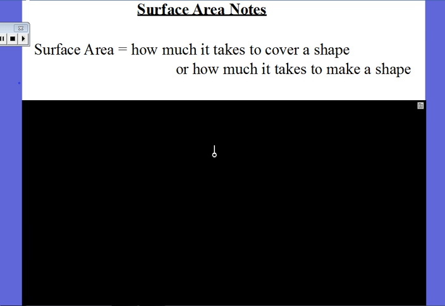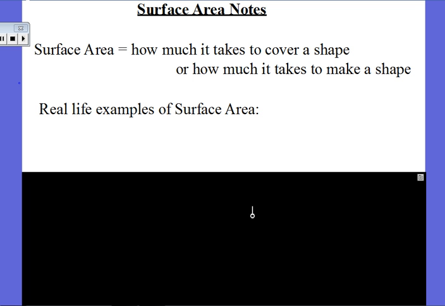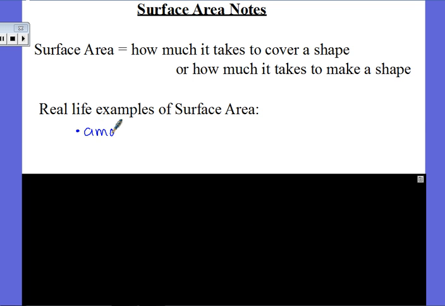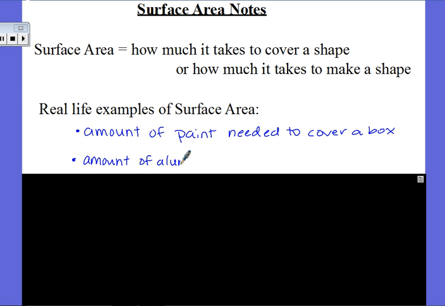So on your notes, it asks for a practical example of volume. Just cross out volume and write surface area. So a practical example could be the amount of paint needed to cover a box. That would be surface area, or something like the amount of aluminum needed to make a can, like a soda can. So those are two practical examples that you can use.